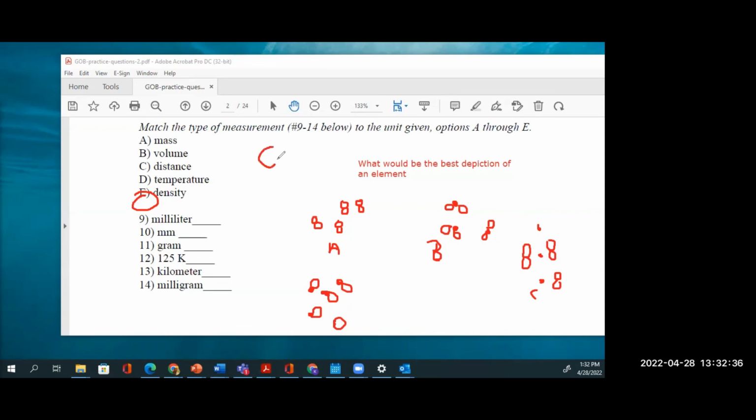O2, right? So that means two of the elements that look exactly the same. This could be oxygen, right? That would be an example of a diatomic element. So the best depiction of an element is A, where these are two atoms that are exactly the same, right? So this would be an example of like water, yeah. And then this would be a mixture, right?